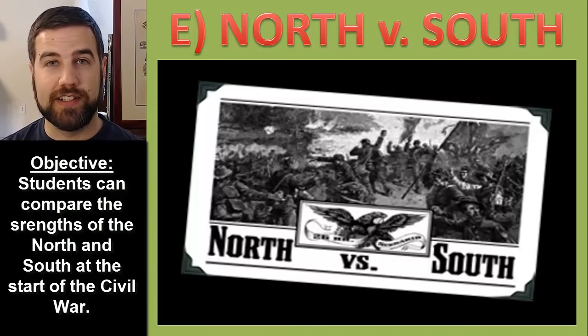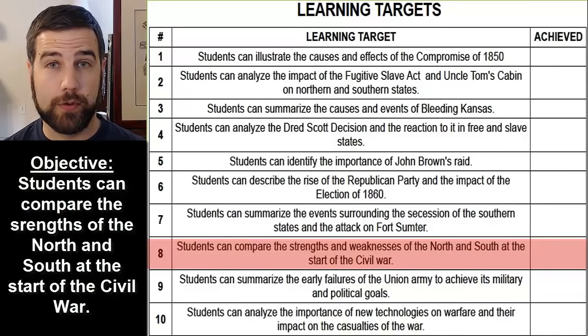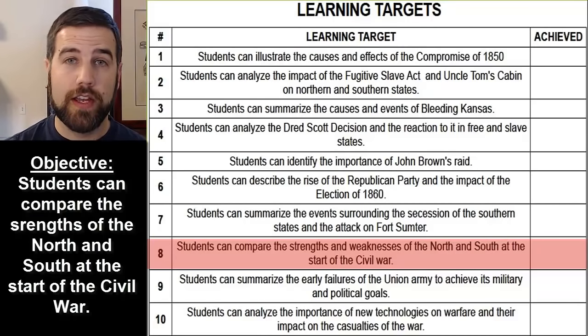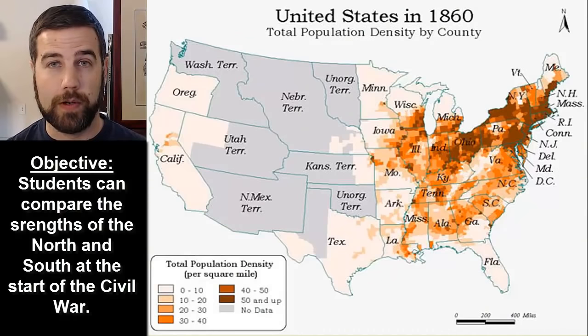So we're going to be focusing on the advantages and disadvantages of both sides at the beginning of the Civil War. So here's our learning objective. Students, you should be able to compare the strengths and weaknesses of the North and the South at the start of the Civil War.